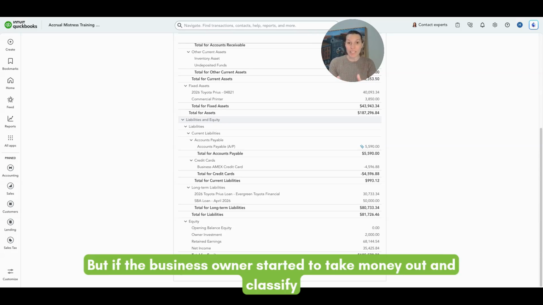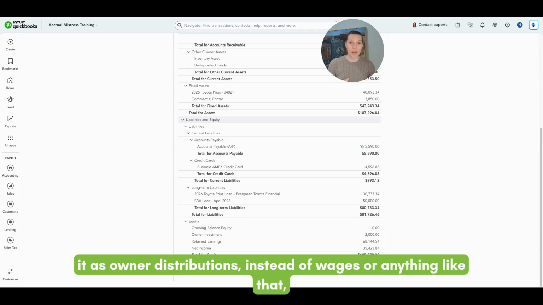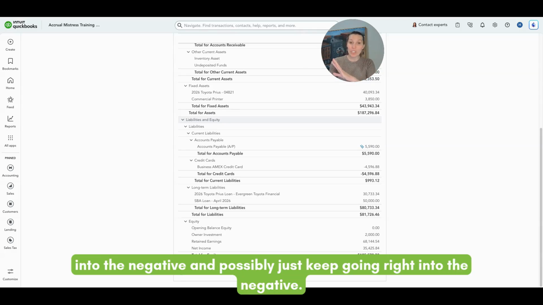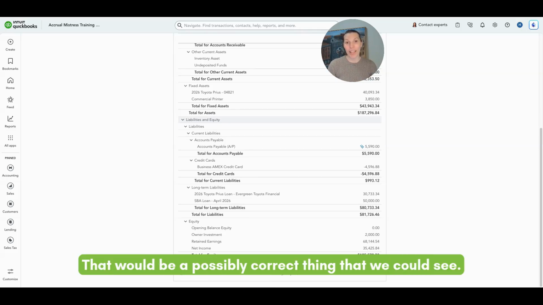But if the business owner started to take money out and classify it as owner distributions instead of wages or anything like that, we would see this owner investment account dip into the negative and possibly just keep going right into the negative. And that would not be troubling. Okay. That would be a possibly correct thing that we could see.